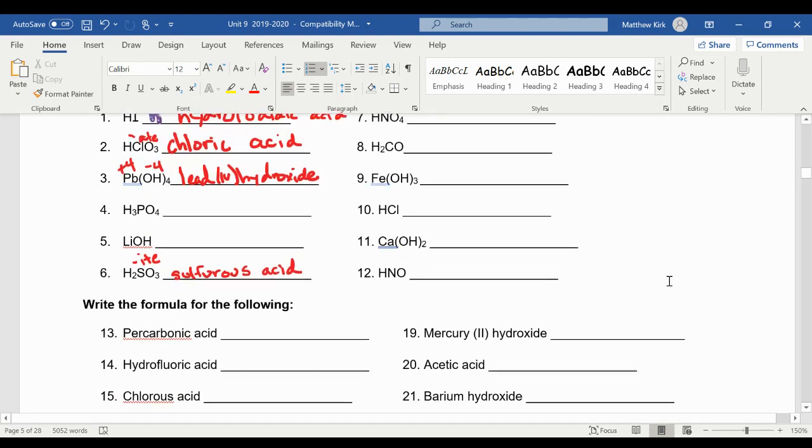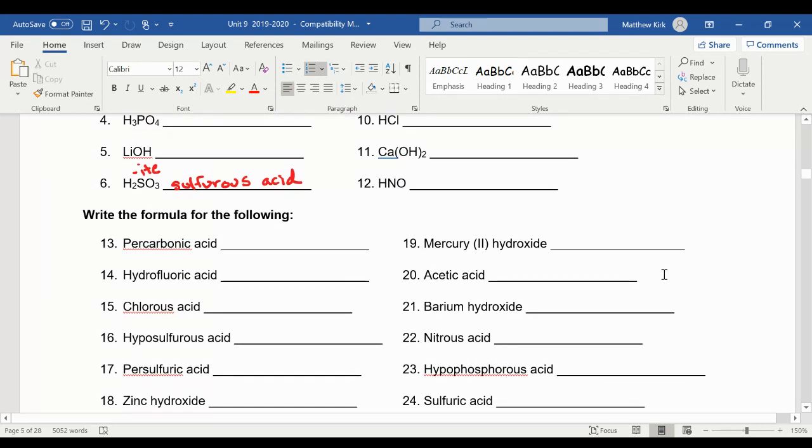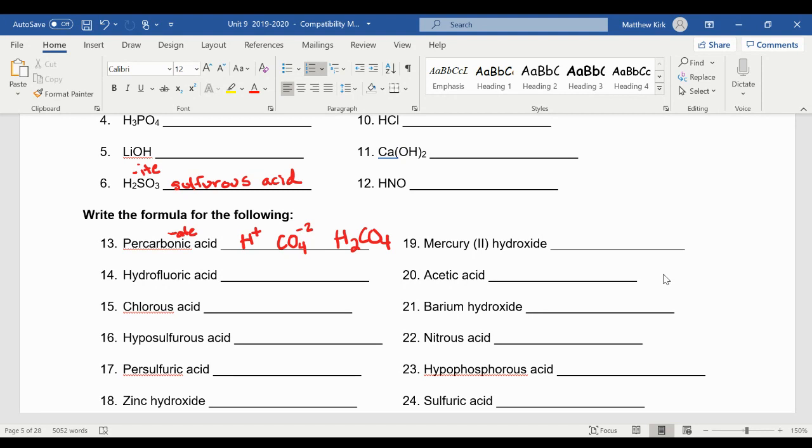I'm not going to do much with formulas here. What we should remember is that we want to do our swap and drop. So just real quick with percarbonic acid, that would be percarbonate. So that would be H+. Hydrogen, I know, always has a charge of +1. And then my formula for percarbonic, well, carbonate is CO3. Per means there's one more oxygen. And then because my charges don't balance, I swap and drop to get H2CO4.